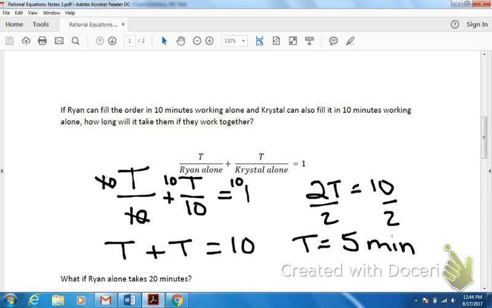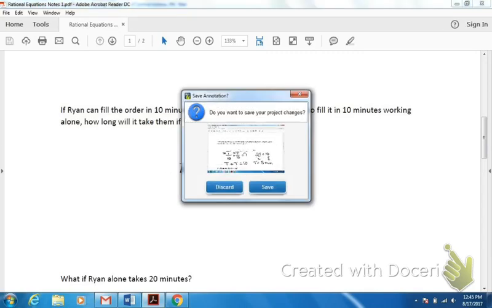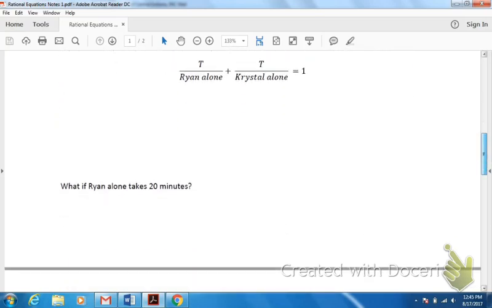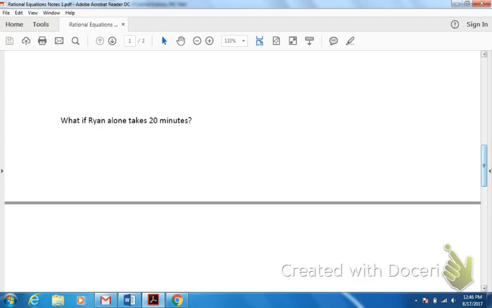So you might say, why do I need to use this? I could just figure that out. Well, they don't usually both take the same amount of time to do it. Okay? So usually one person might work slower than the other person. One person might work faster. So we're going to look at what if in this same problem, Ryan's a little slower at the job. What if it takes him 20 minutes to do it alone?